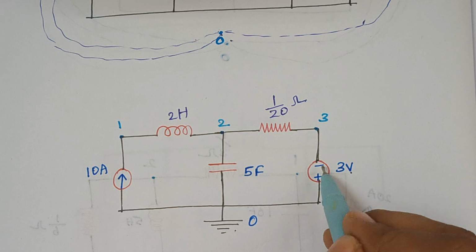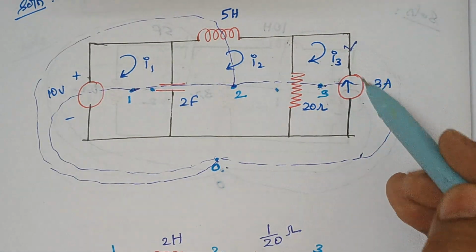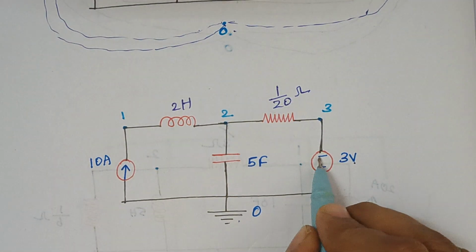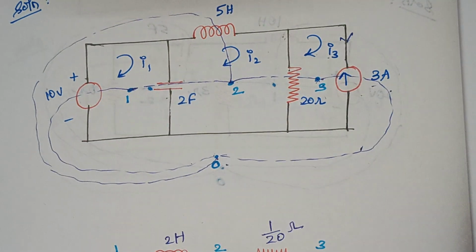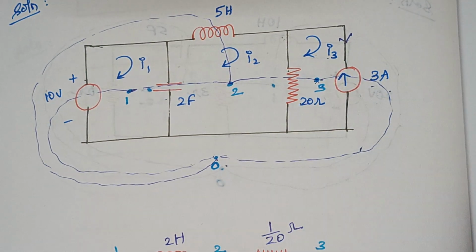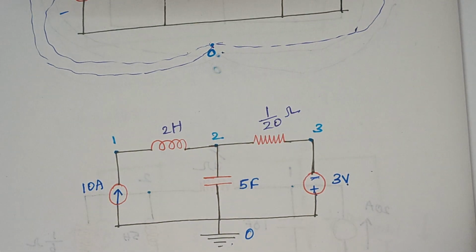So while representing the polarities, since the current directions are opposite to each other, here the voltage source is represented like minus and plus, right? If both the directions of the current are the same, then here we will be representing it as plus minus, right?